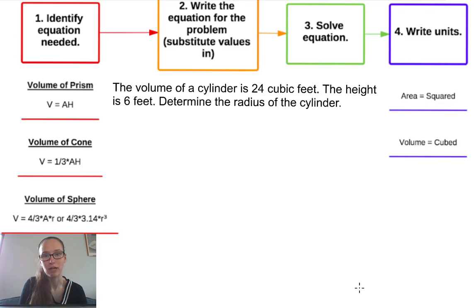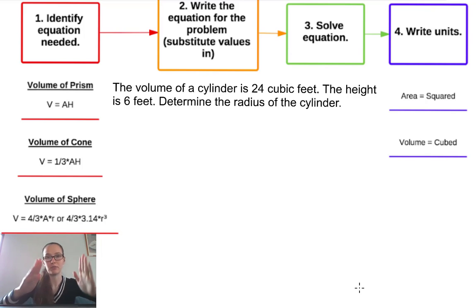Here is our second problem. The volume of a cylinder is 24 cubic feet. The height is 6 feet. Determine the radius of the cylinder. Now the first step is identify the equation needed. We're talking about a cylinder, and we know that's a prism because both bases are parallel to each other.